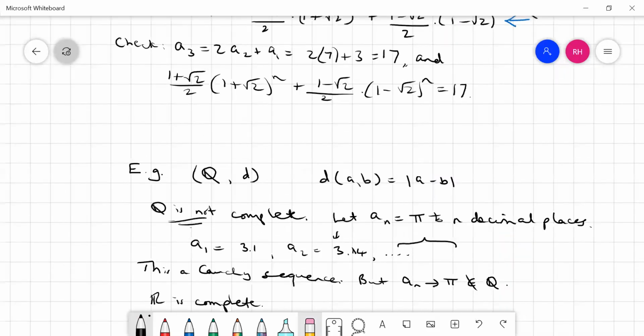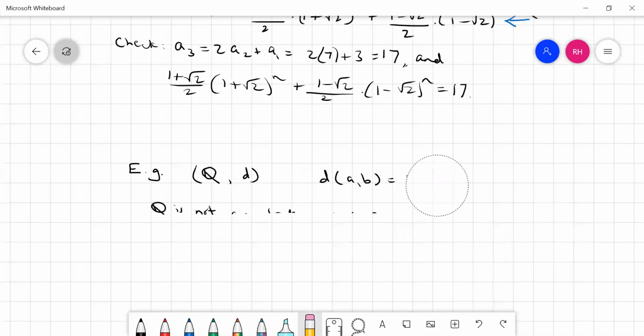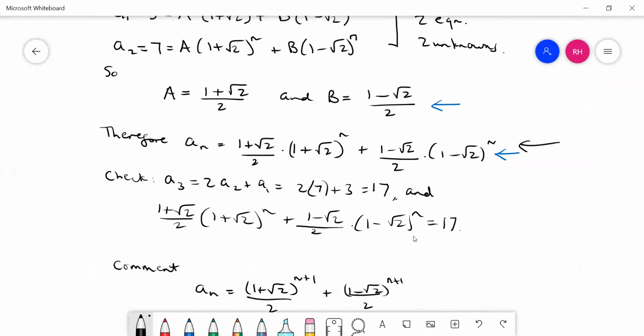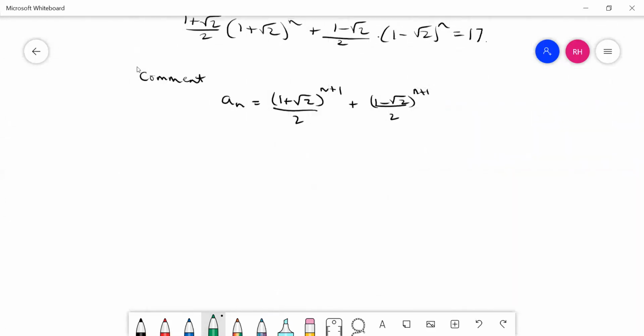Okay, let me rub this out. I just wanted to make one other comment. You might actually want to write it like this. Because it turns out that they're very close, the big A and the power term, you could express it like this, plus (1 minus root 2) to the n plus 1 on 2. What have I done there? Well, you can see here we've got a 1 plus root 2, and here we've got (1 plus root 2) to the n. So we can put that all together and get this term here. Okay, so that's what it is.